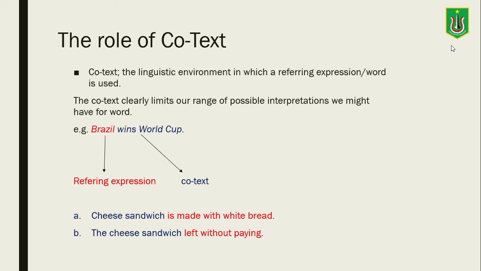The role of co-text. Look at the example first. Brazil wins World Cup. "Brazil" is the referring expression, while "wins World Cup" is the co-text. Co-text is the linguistic environment in which a referring expression or word is used. The co-text clearly limits our range of possible interpretations of words.